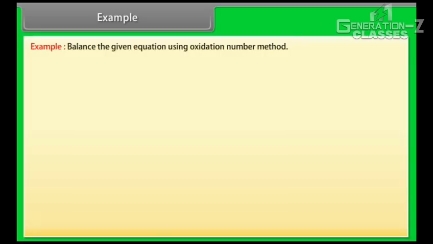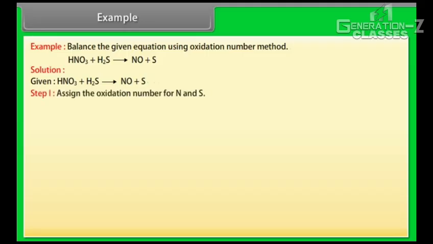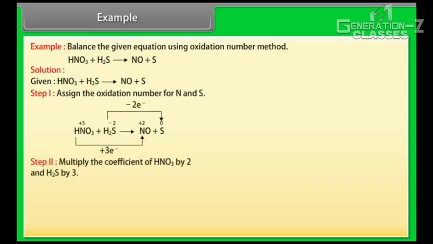Example. Let us take an example of balancing the equations. Balance the given equation using oxidation number method. Let's see the solution. Here, the given equation is HNO3 + H2S gives rise to NO + S. Step 1. Firstly, we assign the oxidation number for N and S. Step 2. Now multiply the coefficient of HNO3 by 2 and H2S by 3.